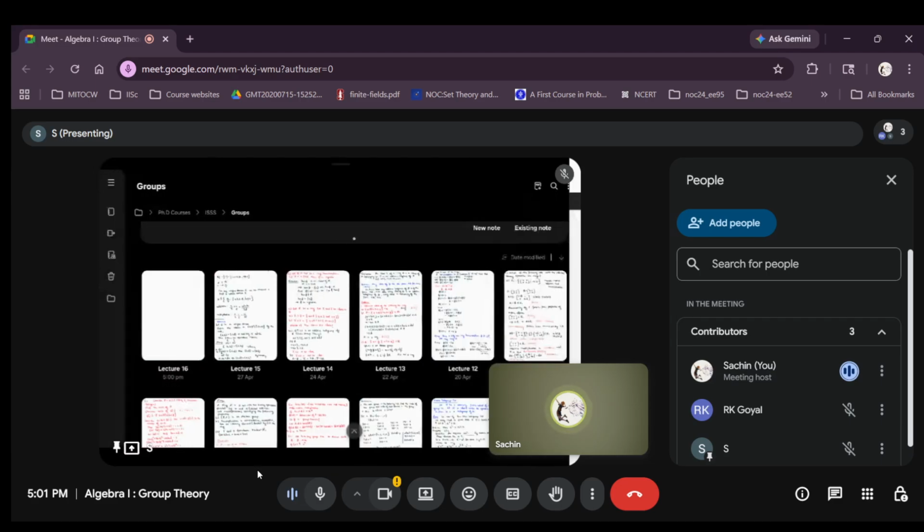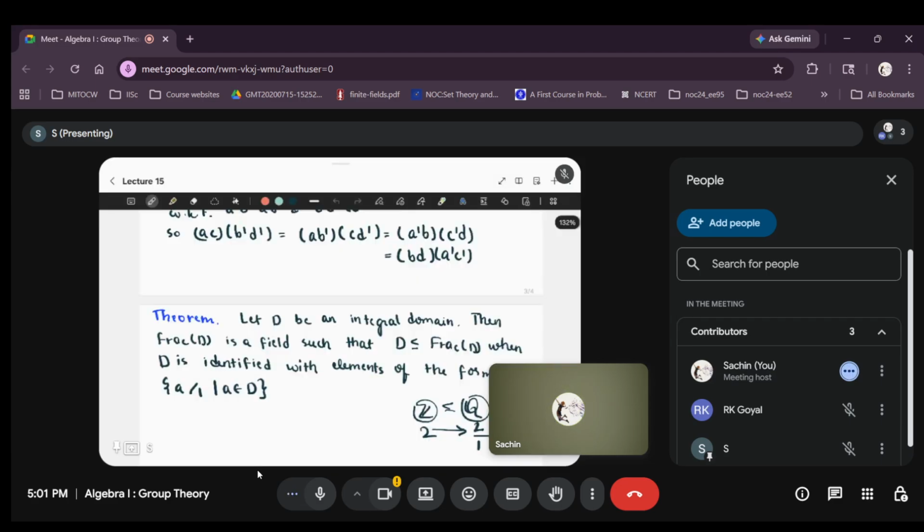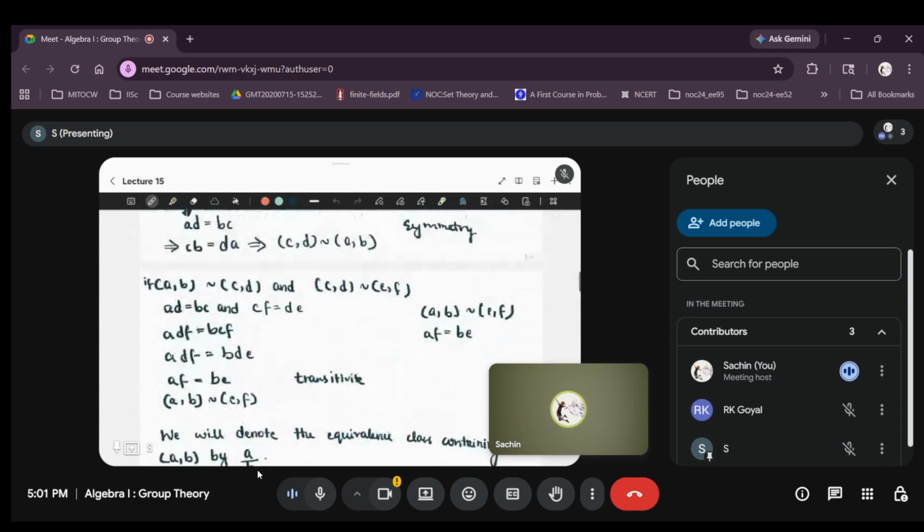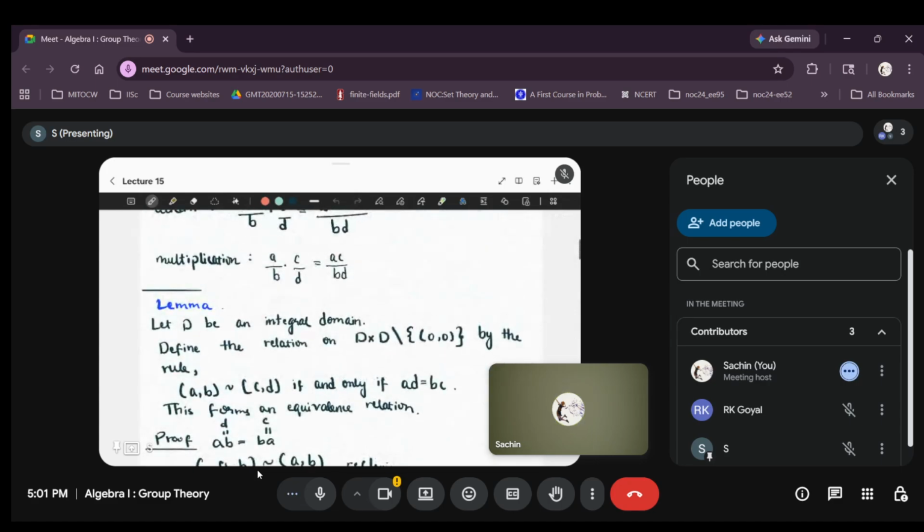Just to recall what the set was, D was an integral domain, and we defined a relation on the set D cross D, excluding the ordered pair 0, 0. D cross D is the Cartesian product of D with itself. That is, it is the set of all ordered pairs where the first element and the second element are both from the integral domain D.